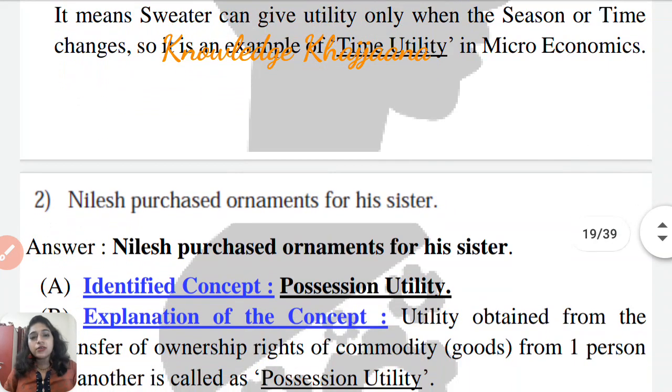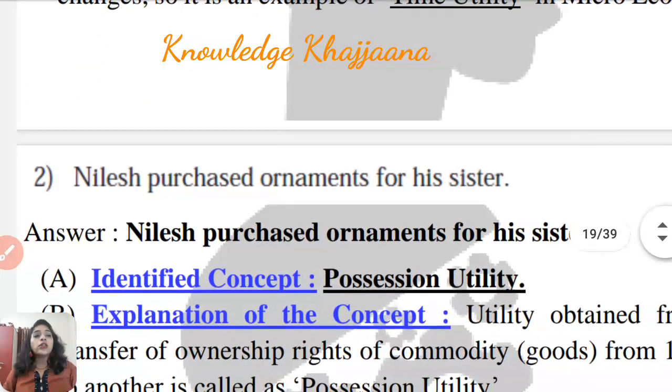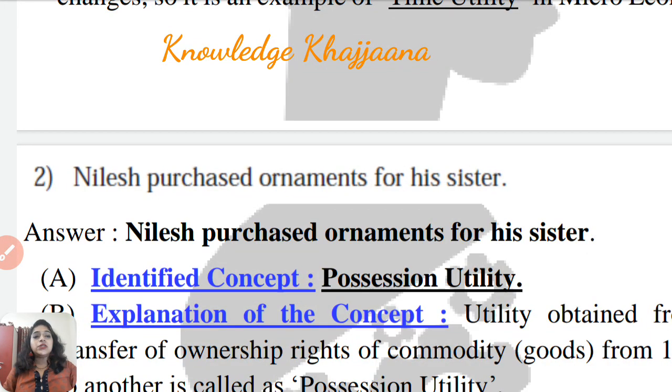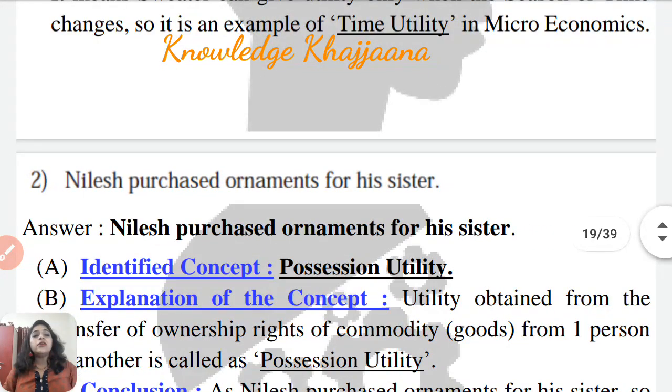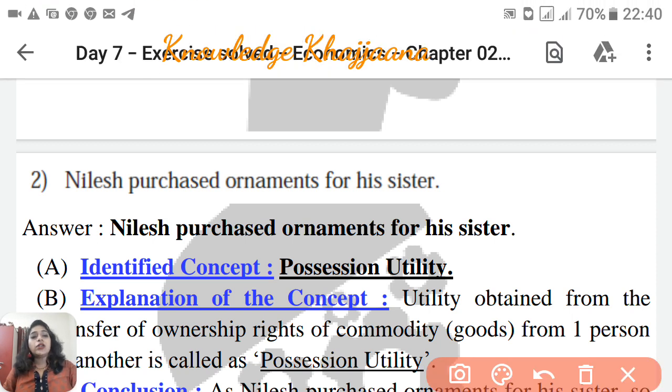Okay, next example. Nilesh purchased ornaments for his sister. What did Nilesh do? Which action was done by Nilesh? He purchased, right? What happens by purchasing? We get the possession of something, right? So what is the concept hidden in it?